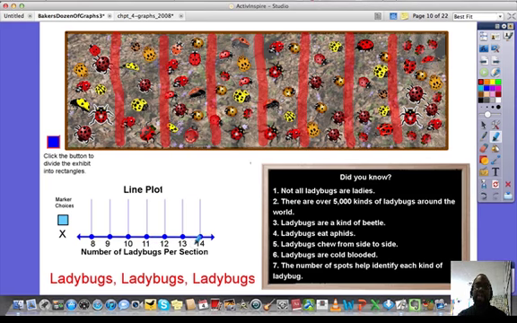I want you to take your time in your math journals, create this line plot, and based off of what I've split up into the different categories, count the ladybugs and mark each category. Mark how many sections have 8, mark how many have 10 ladybugs, so on and so forth, with an X above that number. And then we'll go from there. That's just how you work with a line plot.